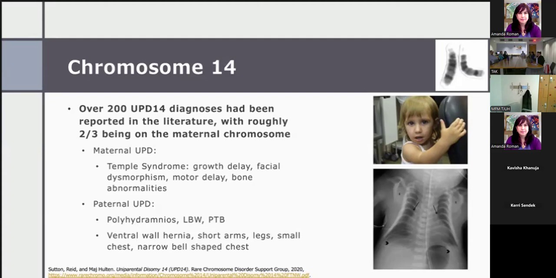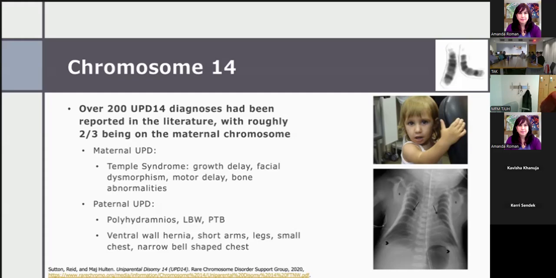Paternal uniparental disomy, on the other hand, is associated with findings that we can see on ultrasound in the prenatal period, including polyhydramnios. There is an association with low birth weight and premature birth. And these patients will have a bell-shaped rib cage, which you can see in this X-ray image. It really does look almost like the Liberty Bell in that curve.